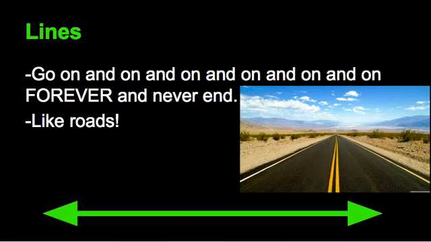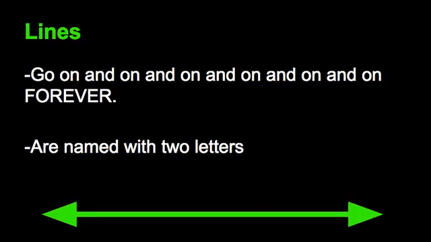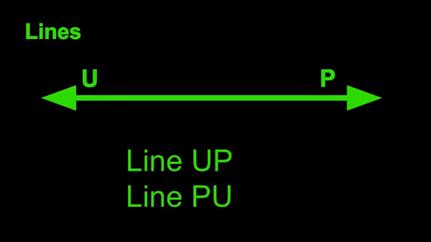So line segments are part of a line, and lines go on and on forever. It's infinity and they never end. Roads can be considered like this because roads go on and on forever, although you could argue with me that they do end at some point. We also name lines with 2 letters, just like line segments. Notice at this time we have arrows on either end. We don't have the endpoints anymore because lines go on and on forever.